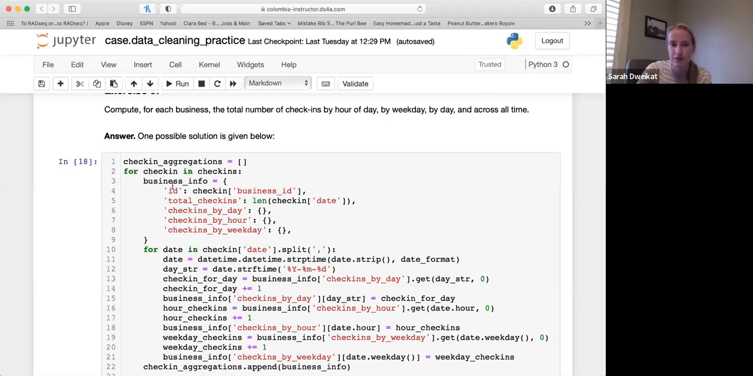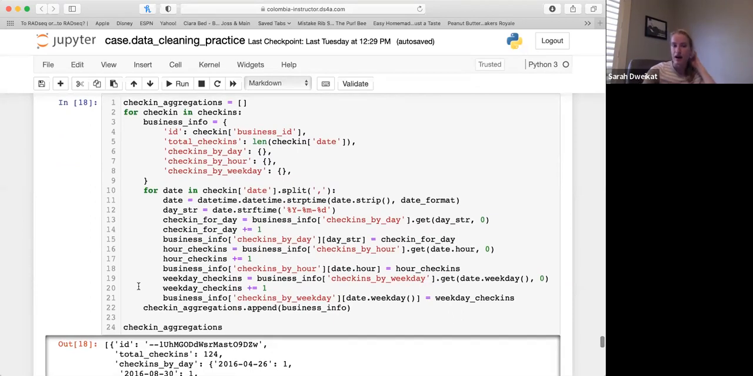So what we're doing is we're iterating through each check-in, right? We're iterating through each thing. The ID is the business ID, and then total check-ins is the number of objects in that check-in for the date. So it's like the number of dates. So now what we need to do is compute the check-ins by hour. These are empty right now, check-in by weekday, things like that.